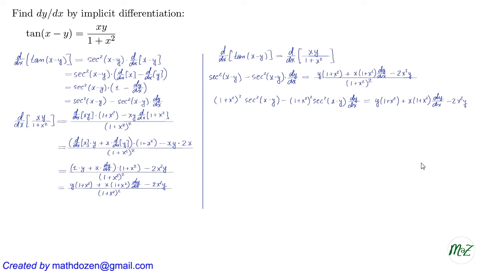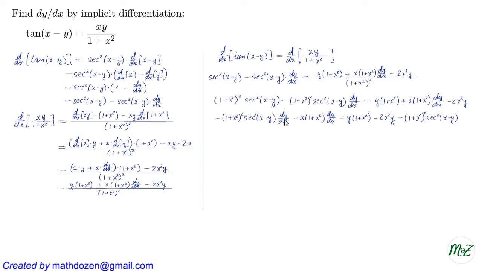Okay, so once we have that, we're going to collect the dy over dx terms on the left-hand side. So we're going to effectively subtract this piece from both sides. And then we're going to move this term to the right-hand side by, again, subtracting it from both sides. So we're looking at negative 1 plus x squared, quantity squared, times secant squared of x minus y times dy over dx, minus x times 1 plus x squared times dy over dx equals y times 1 plus x squared, minus 2x squared y minus 1 plus x squared squared secant squared of x minus y.